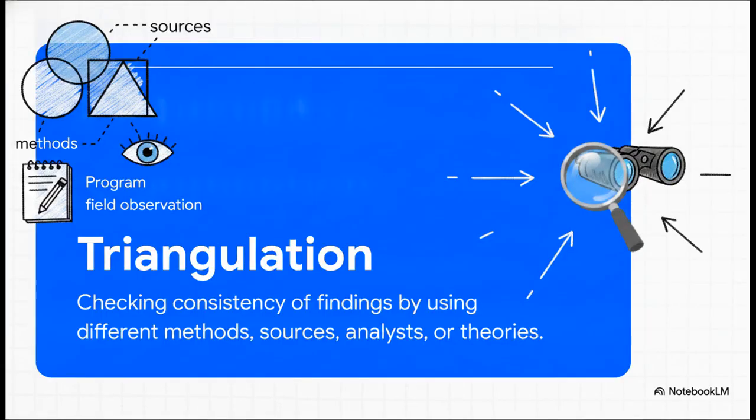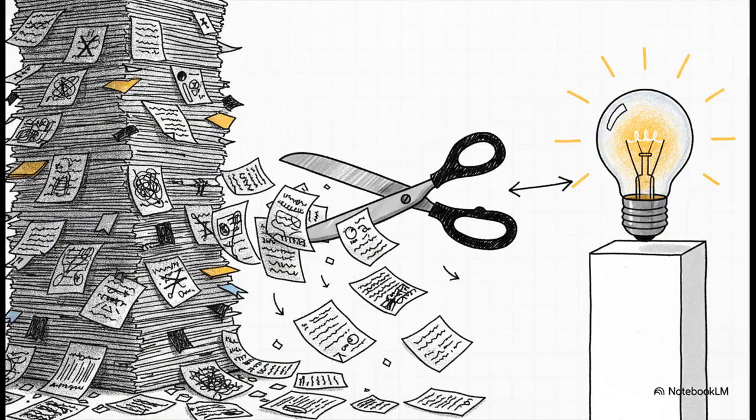Now, to prove to your skeptical stakeholders that your findings aren't just your personal subjective opinions, you have to use triangulation. If an interviewee tells you something, does a program document or a direct field observation actually back it up? By cross-validating your themes across different methods and sources, you build an ironclad, completely bulletproof argument for the credibility of your report. When it finally comes time to write, a successful evaluator ruthlessly focuses the report.